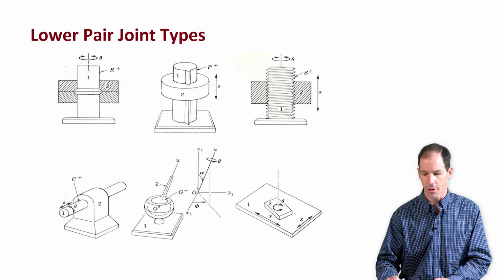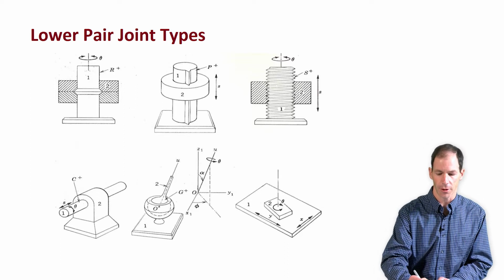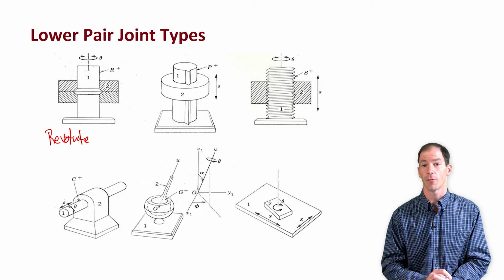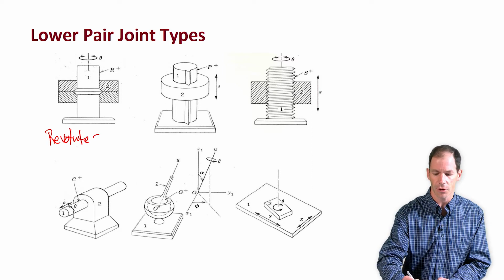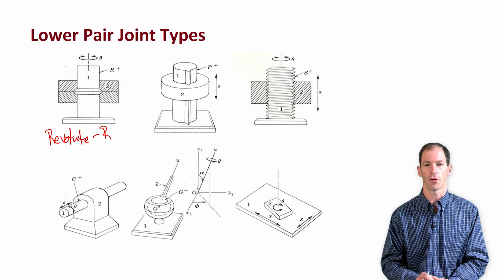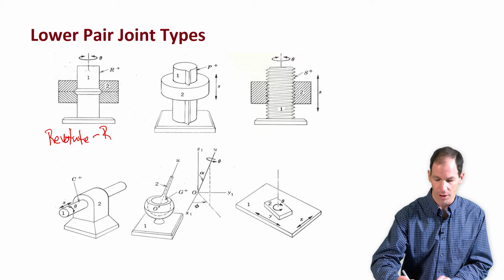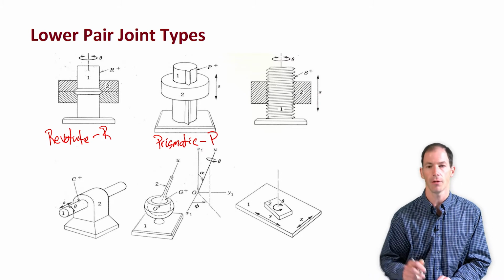One of the first that you're probably most familiar with is the revolute joint that you've seen already. One thing that we do with spatial mechanisms that we did not do so much with the planar mechanisms is that we give all of these joint types a letter. So the revolute joint will give an R. The next joint next to it is a prismatic joint, also referred to as a slider. And for the prismatic, we use a P.